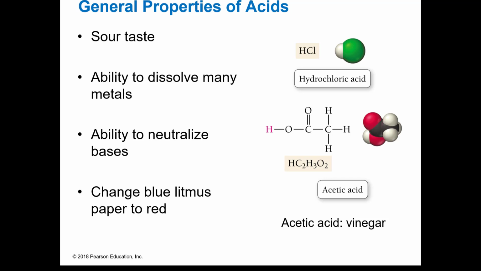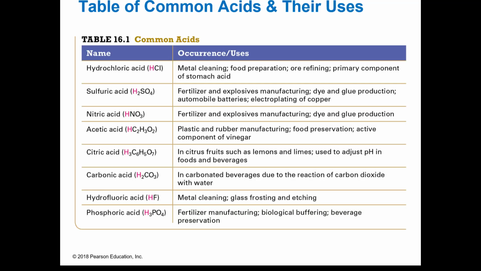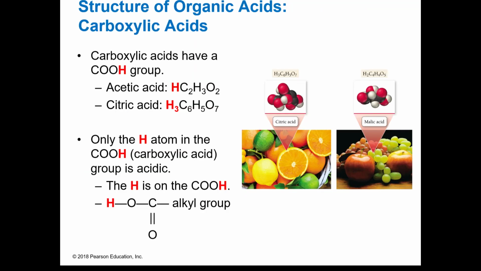So general properties of acids: they have a sour taste, they will dissolve most metals, they neutralize bases, and they change blue litmus paper to red. And one you're probably familiar with is acetic acid, which is vinegar, which we do consume. And this is just a list of common acids and their uses, so you can look over that. We do use acids a lot in food and beverage and manufacturing.